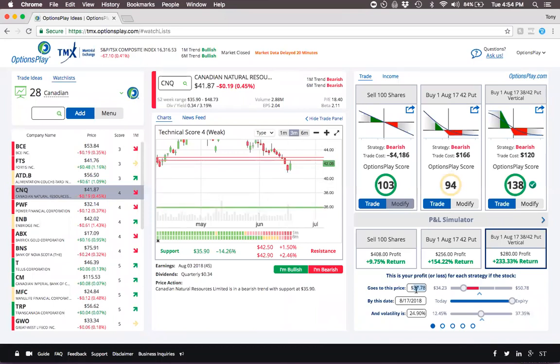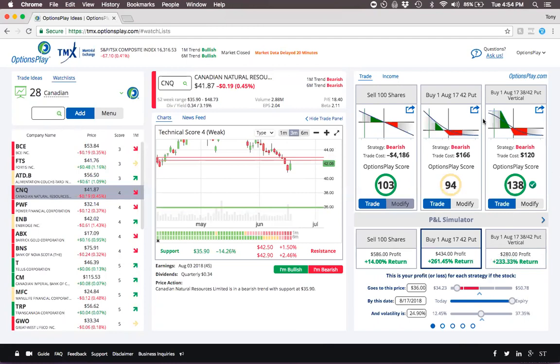So let's say, what happens if the stock goes down to 36? Here, if I shorted the stock, I make a 14% return, which is pretty good. But if I bought this put, I make a 261% return if the stock goes down to 36. If I bought this put spread, I make a 233% return. So the put spread, because it limits my potential reward, may not take full advantage of a big move down to $36.